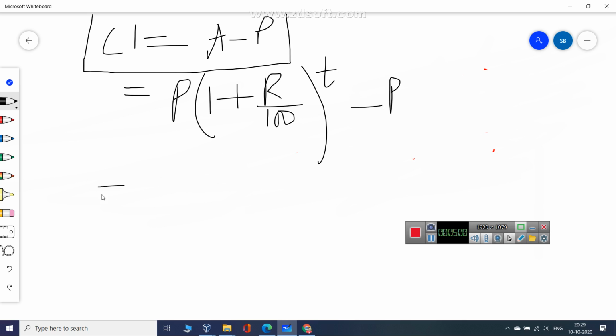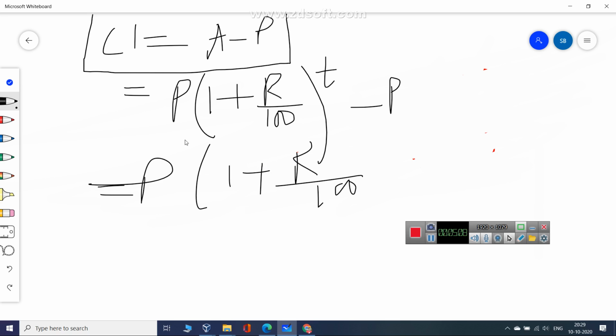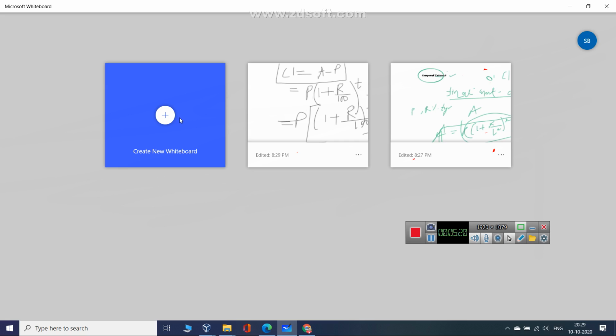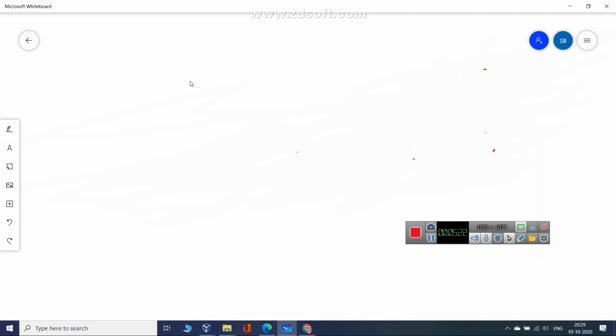If we take P common, then we will get P into ((1 plus R by 100) to the power T minus 1). So this much. This is all about the formula. Now we go through some examples and problems.